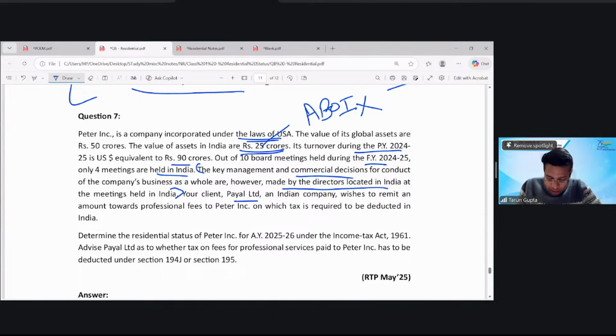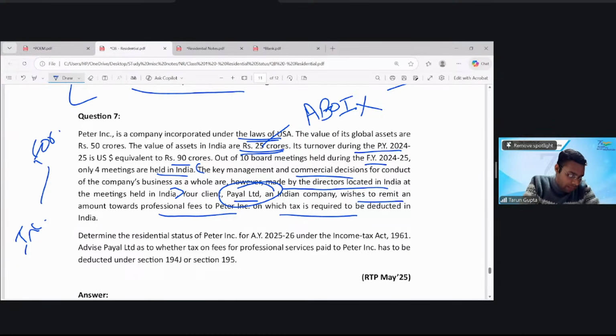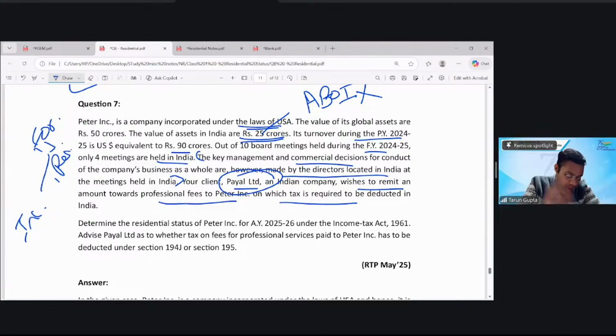Your client, Payal Limited, an Indian company, wishes to remit an amount towards professional fee to Peter Inc., on which tax is required to be deducted in India. Okay. So there is my client, an Indian company, which is required to make a payment to a foreign company which has a POEM in India. Means the Indian company is making a payment to a foreign company which qualified to be a resident in India. Okay. Determine the residential status of Peter Inc. So it is a resident in India. We just concluded, because key management and commercial decisions are being taken in India.